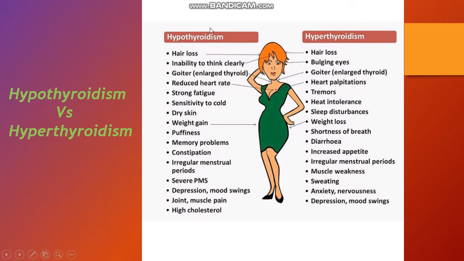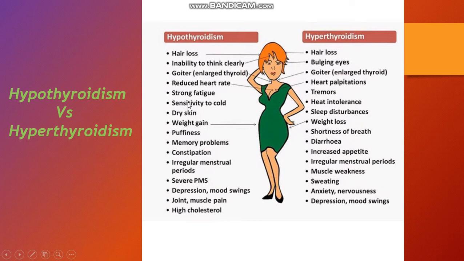This is the major slide telling you how hypothyroidism can be differentiated from hyperthyroidism on the basis of clinical presentation. Though goiter is present in both cases, it is the radioimmunoassay of T3 and T4 levels that will tell you hypothyroid, along with the clinical symptoms which are present. Clinical symptoms plus the laboratory findings.